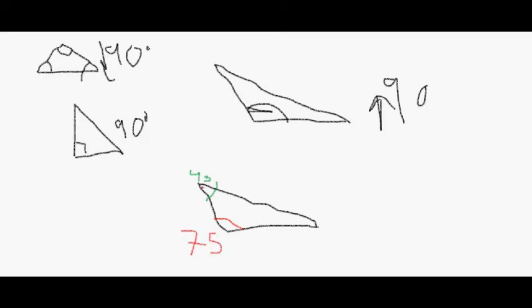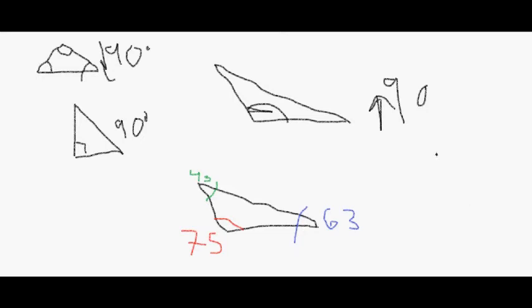And this could be 43, 75. And let's see what the other one should be, because a triangle should add up to 180 degrees. So 43 plus 75 is 117. 180 minus 117 equals 63. And this could be 63. And the whole purpose of this is called a scalene triangle, is because each angle is a different degree.